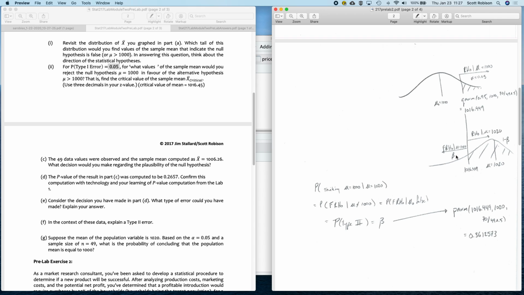So here, how do I do that? I'm looking for the area on the left, okay, that is beta, that is the probability of type 2 error, that is p norm of this critical value, where the center of the curve is not 1000, but 1020, and where the spread of the curve is sigma over root n. So that would be 70 divided by root 49. And then I finally calculate here, this is the probability of making the type 2 error that they are explaining here in this statement.